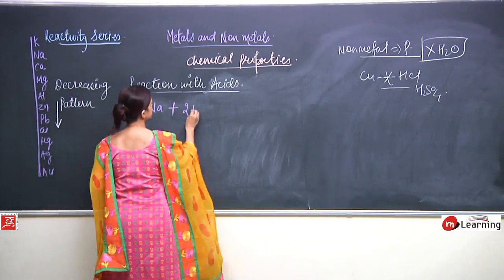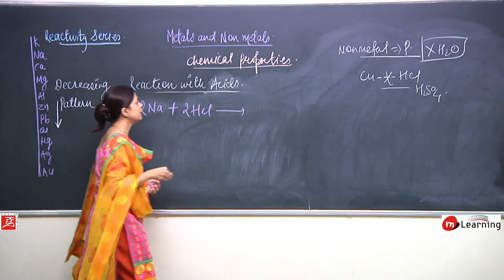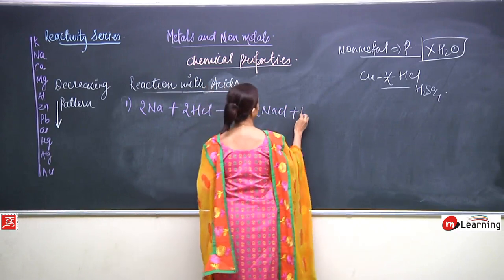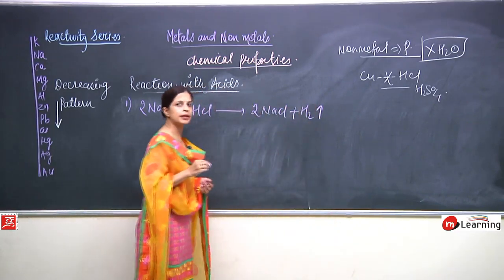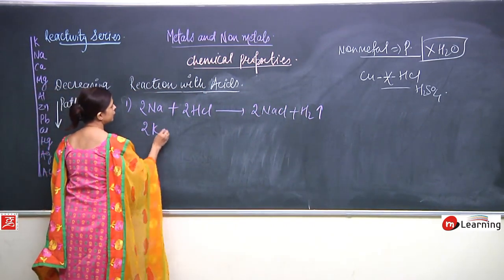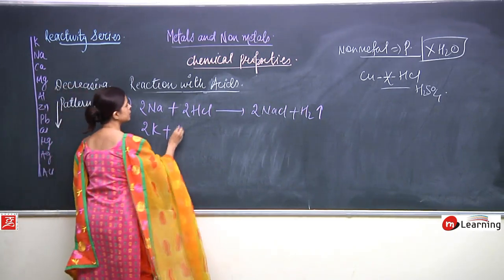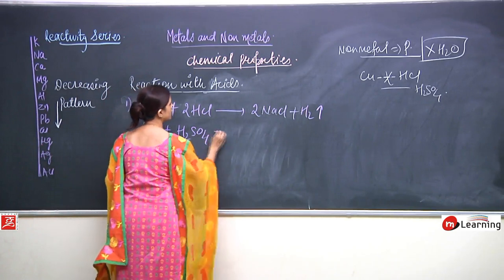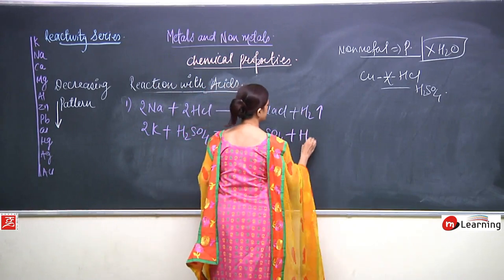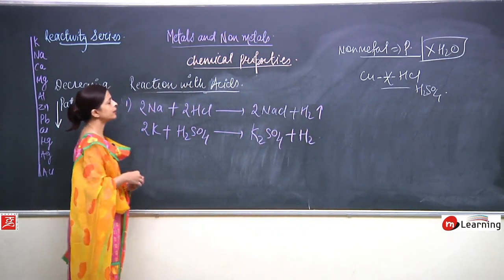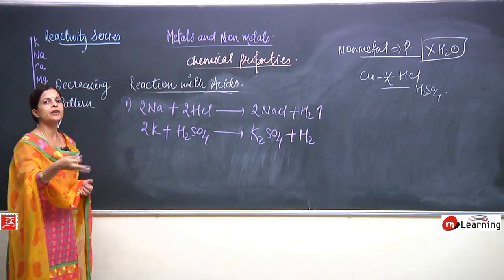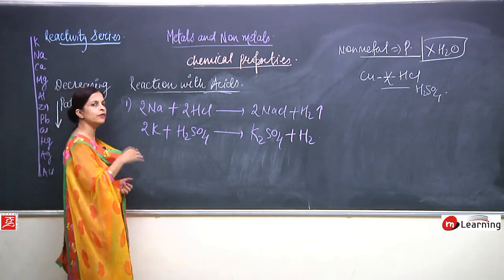Now first of all, if I take sodium plus hydrochloric acid, what will happen? 2NaCl will be formed and H2 gas will be liberated. Now let me take potassium with sulfuric acid, H2SO4, again it is going to give K2SO4 plus H2. One thing is very clear, that acids react with metals to give different kinds of compounds.